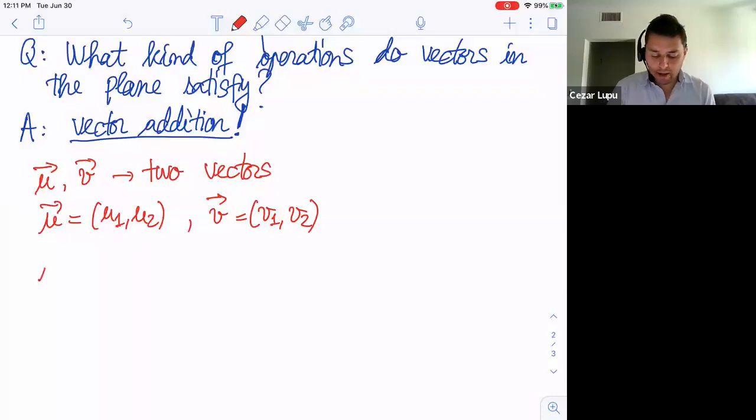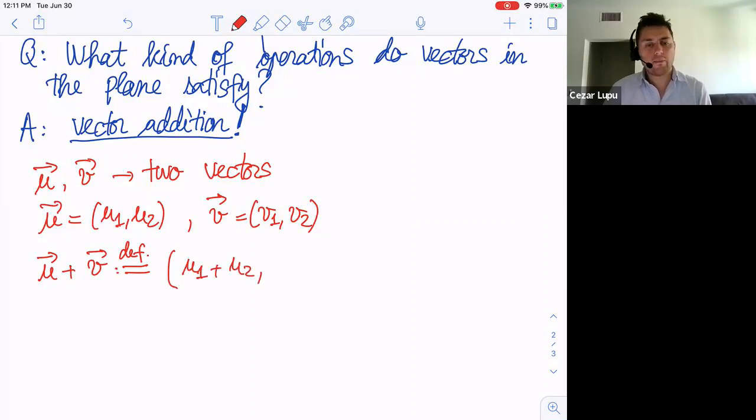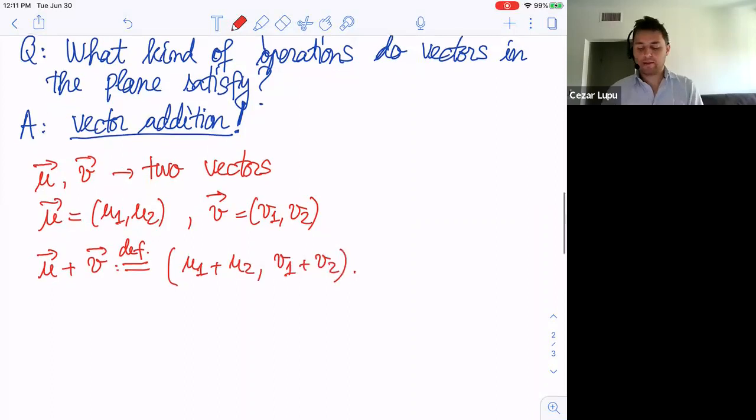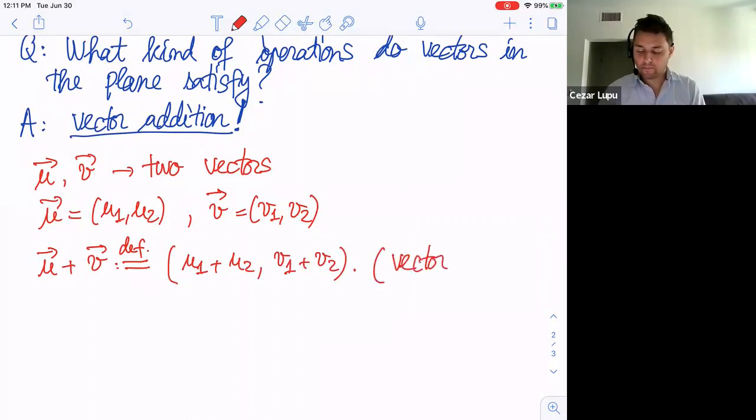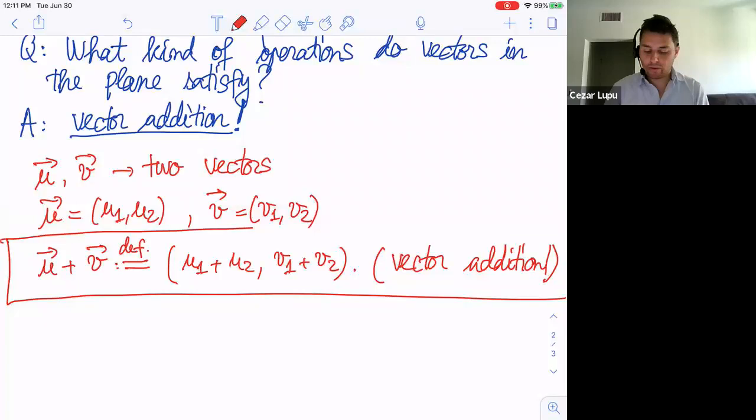As you can imagine, by the definition, the addition u plus v is nothing else than just adding their components: u1 plus v1, and the second component will be u2 plus v2. That's the vector addition. That's how you define it. Right? So it's very simple.